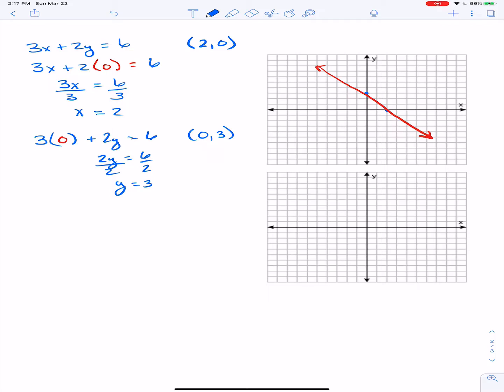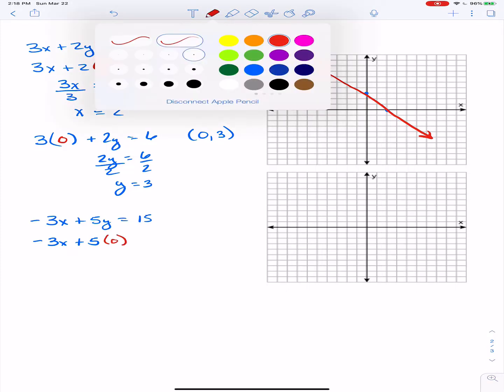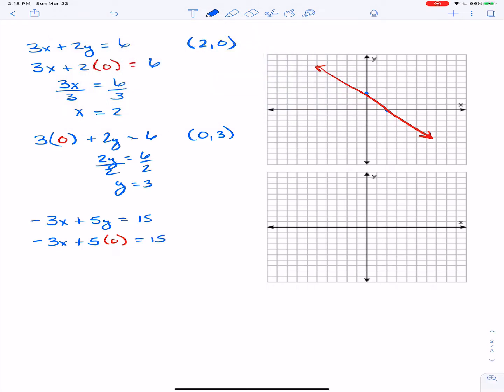This new equation we're going to graph is negative 3x plus 5y equals 15. Let's find our x-intercept first. So I'm going to make my y 0. So negative 3x plus 5 times 0 equals 15. Negative 3x equals 15. Divide by negative 3. So x equals negative 5. So for this one, our x-intercept is negative 5 comma 0.